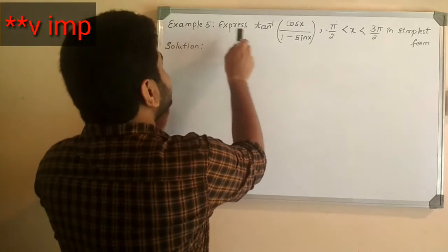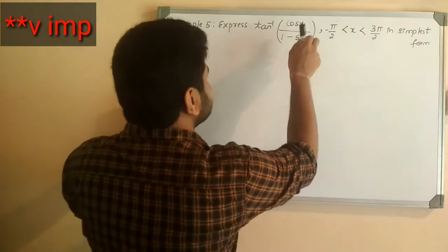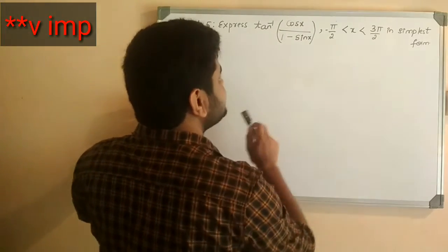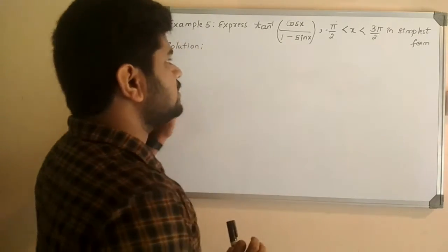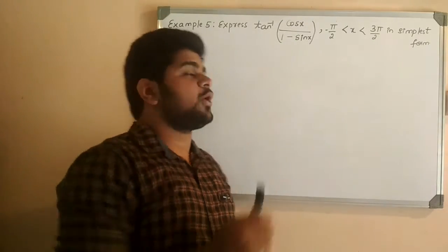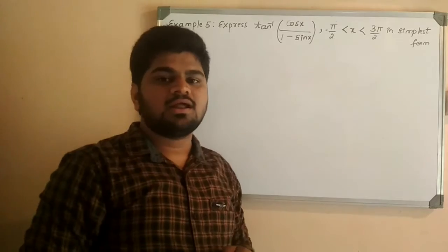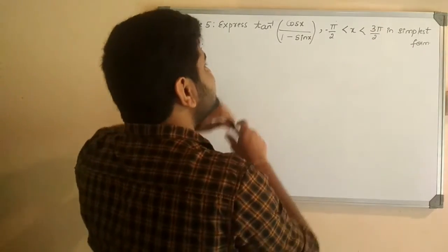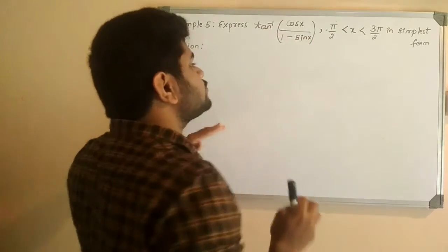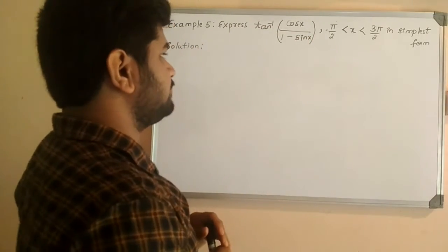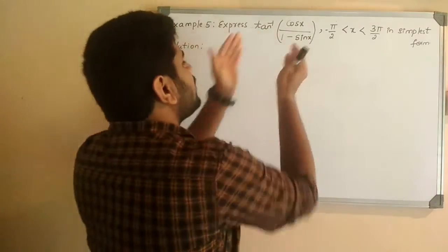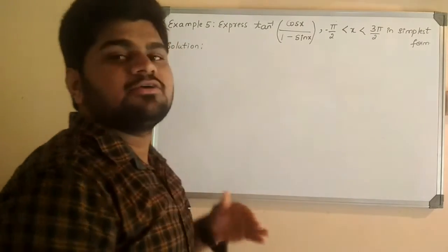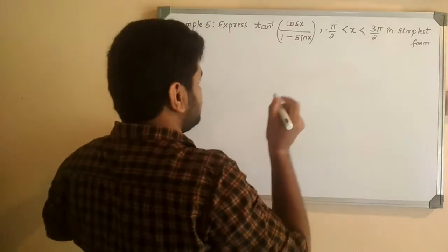So example 5, express tan inverse of cos x divided by 1 minus sin x in simplest form. So in examination point, this question is very important, and this question is not in the variable form. This is in trigonometric form. So just think about the formulas. So what formula we can apply here? We can apply half angle formula.